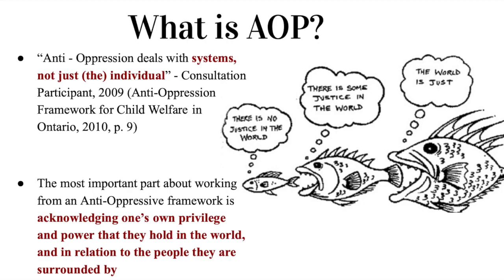The next point is that the most important part about working from an anti-oppressive framework is acknowledging one's own privilege and power that they hold in the world and in relation to the people that they are surrounded by. I think this is something that's really important for social workers and service providers to understand when they're working with marginalized groups, or when they're clearly in the position of power when working with other people, because this can help them navigate the way that they are interacting with their clients in a way that is respectful, self-aware, and culturally sensitive. If we're not taking into account our position of power, and we're not being reflective about how that can impact the people around us, that can have a negative effect on the way in which we do our practice, which can lead to a more negative outcome.